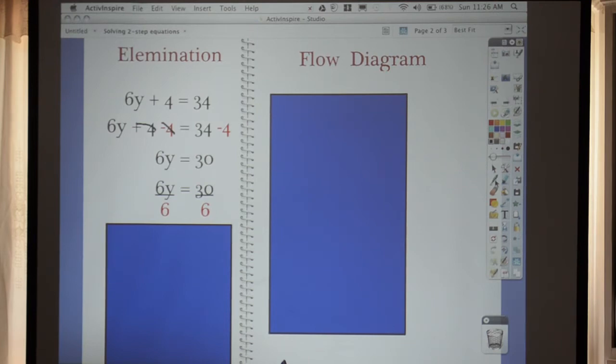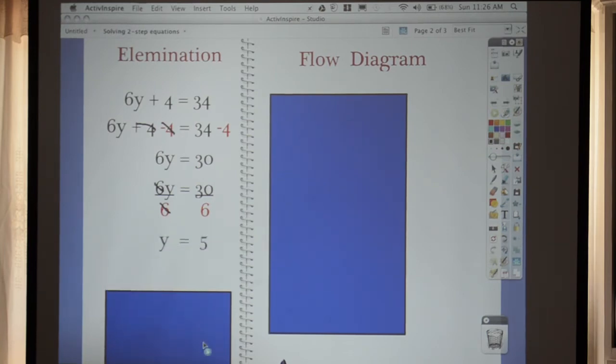Now, we get rid of these two 6's. What are we left with? We are left with y equals 5. And so if we test our equation, 6 times 5 is 30 plus 4 is 34, and that satisfies the value for y.